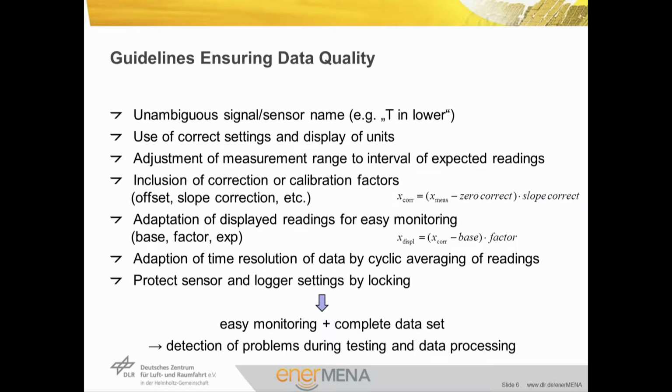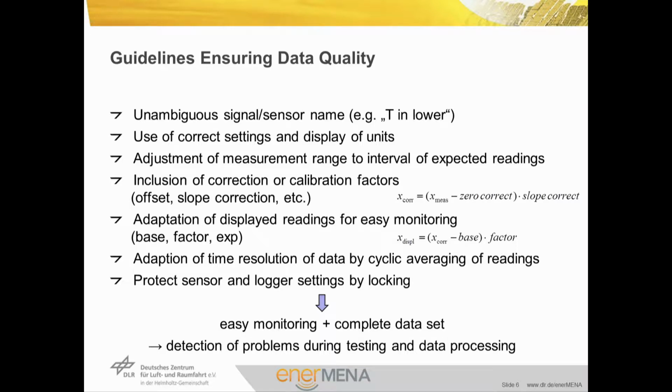In other words, it is relevant to check which signals were recorded where, using which sensors, and under what conditions. In this context, the following recommendations contribute towards ensuring good data quality. In order to prevent confusion, it is important to clearly identify signals and sensors, use the correct settings, and display their units.